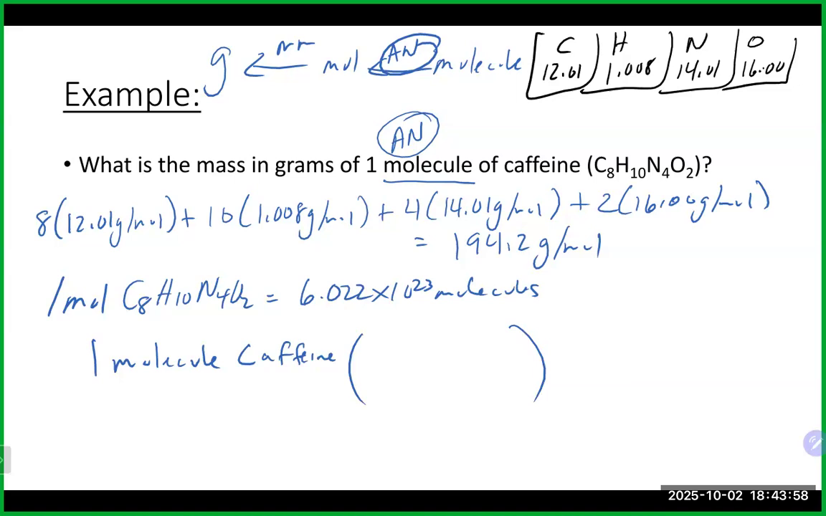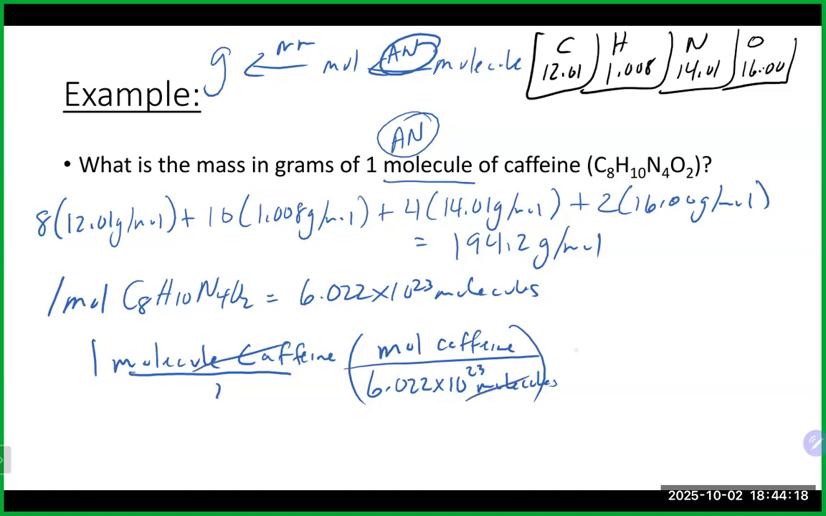We're going to then use Avogadro's number here. So we want molecules on the opposite location, so we'll put Avogadro's number there on the bottom, per mole of caffeine. The molecules of caffeine are going to cancel. At this point, we have moles. We are then going to use our molar mass to go the rest of the way.